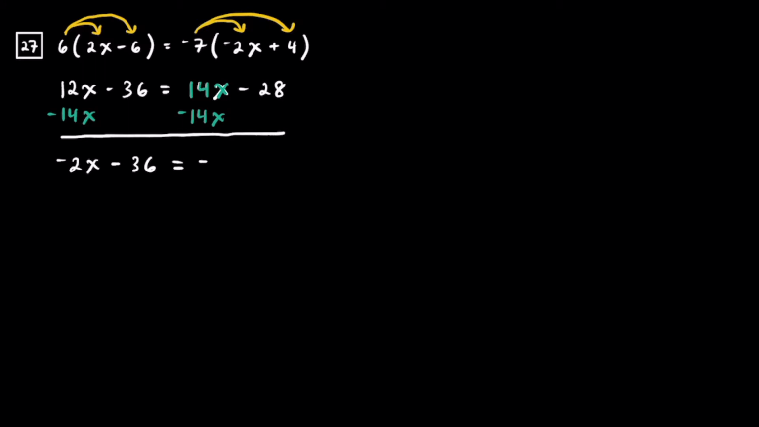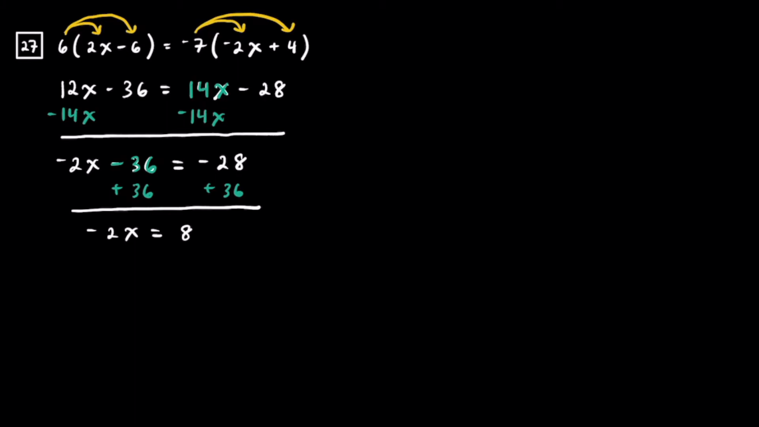And on the right side, we still have this negative 28. Now, this is just a two-step equation, so we have this minus 36, and let's go ahead and add 36 to the left side, and we're going to add 36 to the right side as well. If we do that, this negative 2x is left on the left side, and on the right side, negative 28 plus 36 is going to equal positive 8.